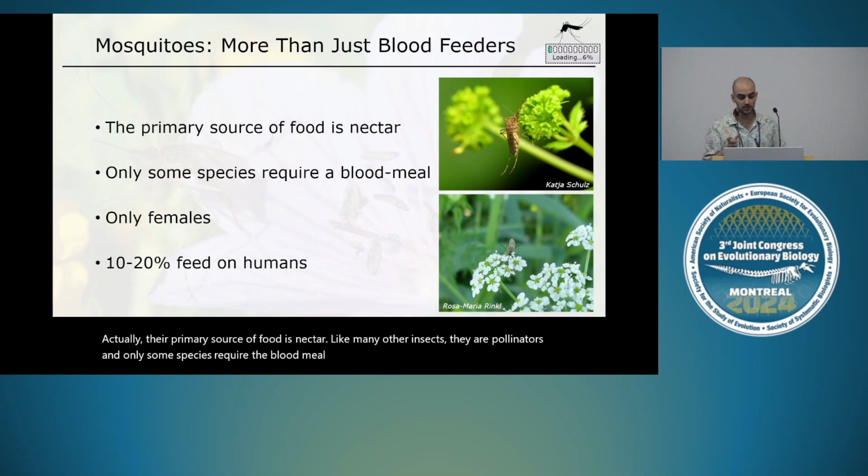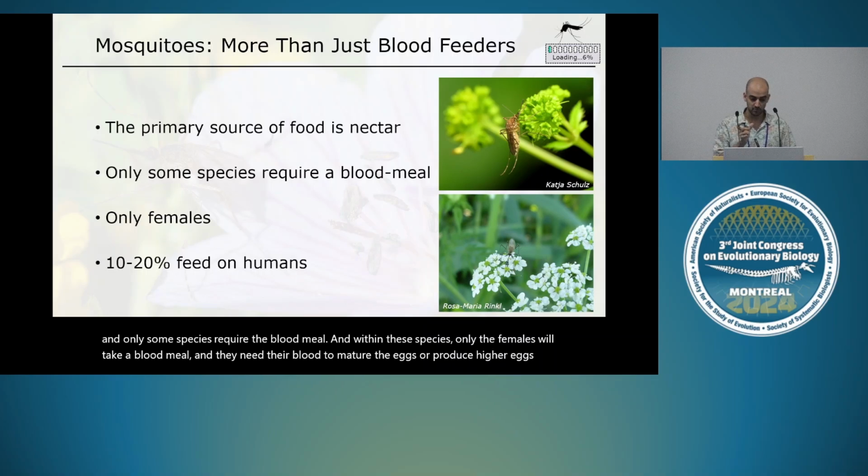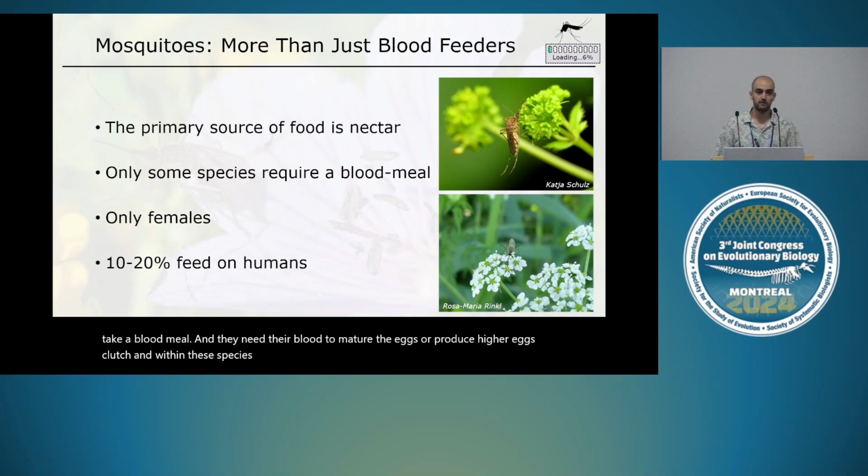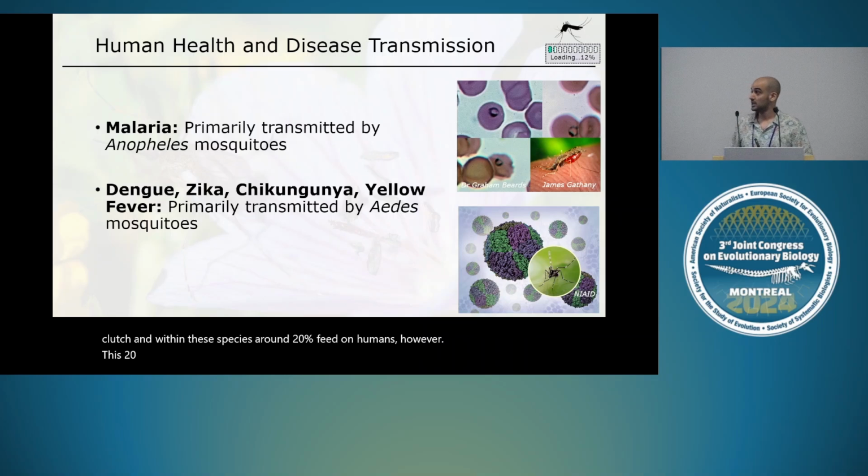And within these species, only the females will take a blood meal, and they need their blood to mature the eggs or produce higher egg clutch. And within this species, around 20% feed on humans. However, this 20% is a problem because of the disease they transmit.